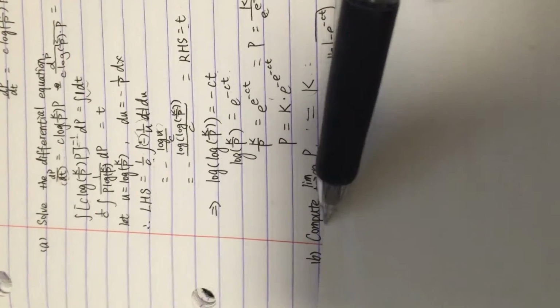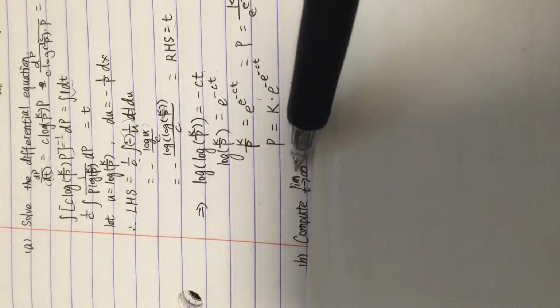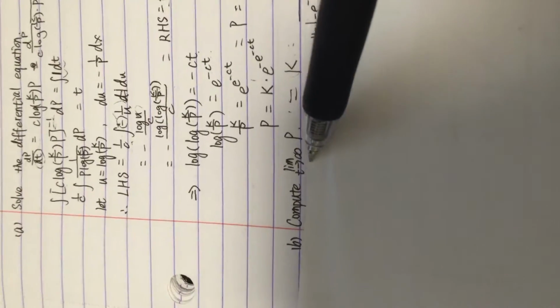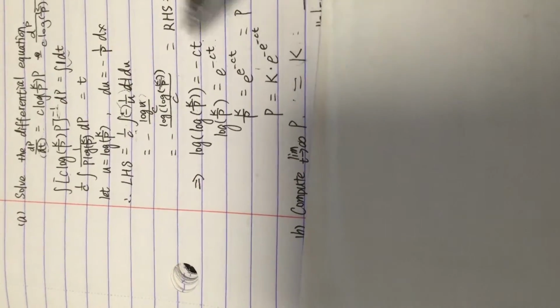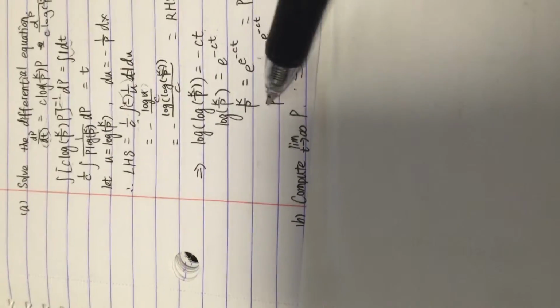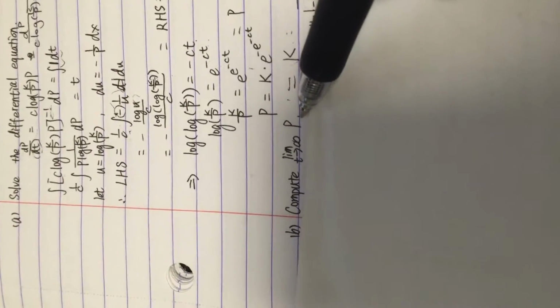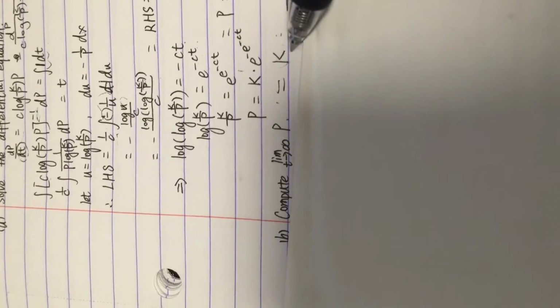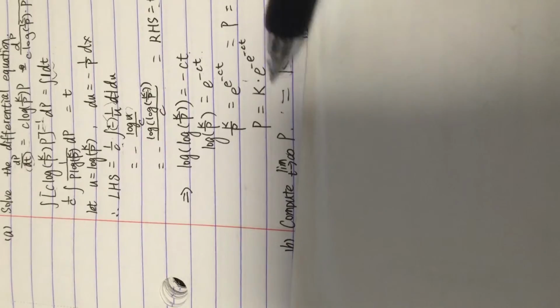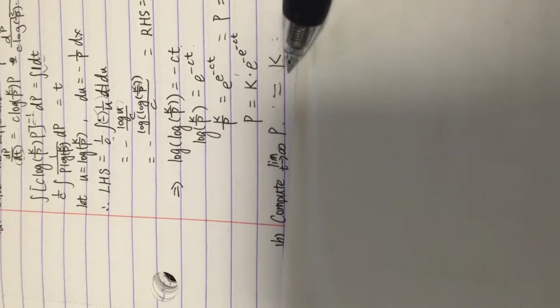Question part B will compute the limit of p when t approaches infinity. Well, now we can do this without looking at part A, because we know that the carrying capacity is k, so your p population cannot be greater than k. So the limit will be k.